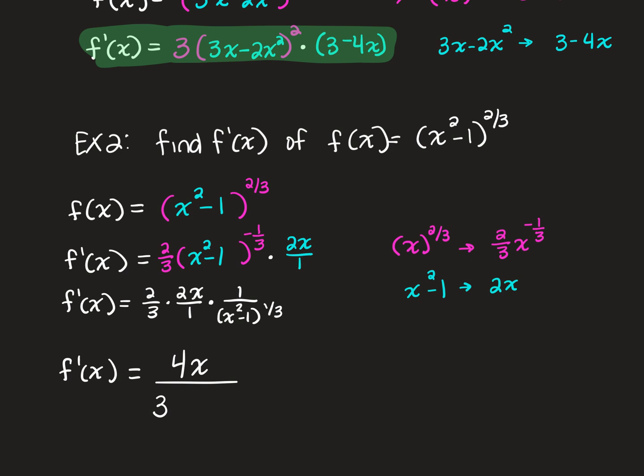You could also rewrite it using roots. So I could rewrite this as the cubed root of x squared minus 1. If you prefer to leave it as x to the 1/3 power, I'm also okay with that. So this one took a little bit more time to simplify, but when we were done, this is our derivative.